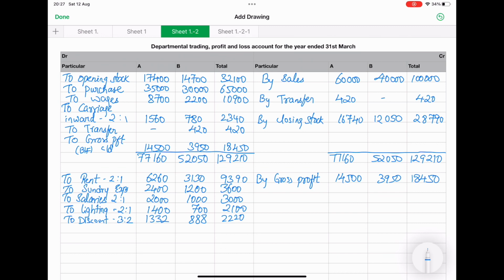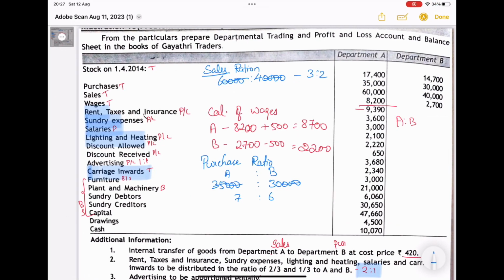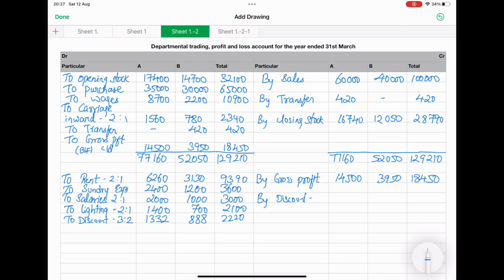Next, we have discount received. Discount received will be on the credit side. By discount received, in the purchase ratio of 7:6. Total discount received 650. 650 into 7 by 13 we will get 350. 650 into 6 by 13 we are going to get 300.